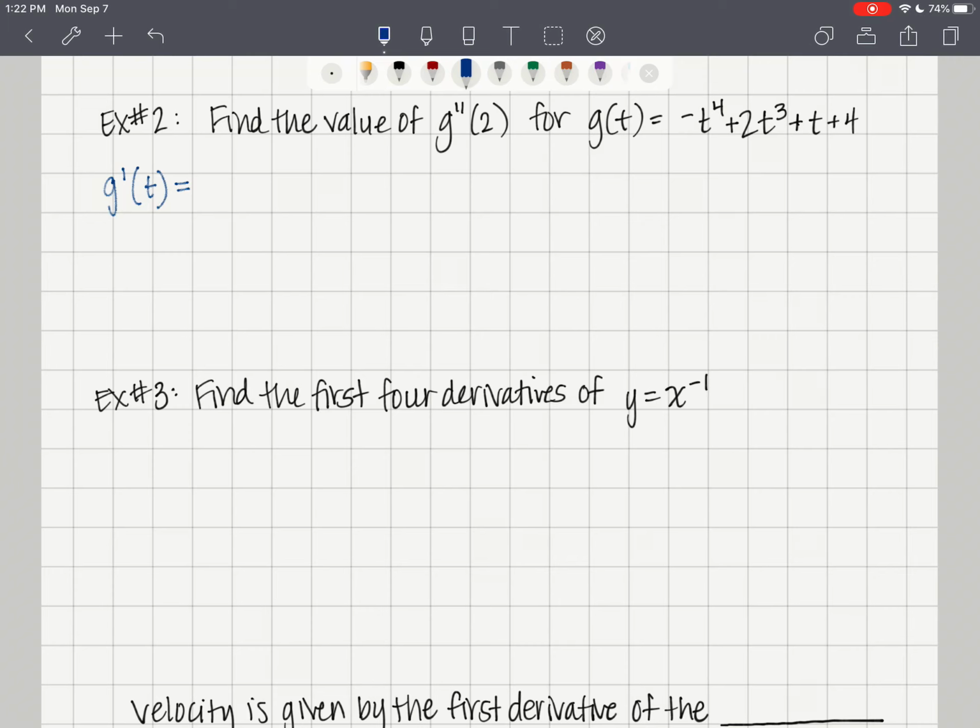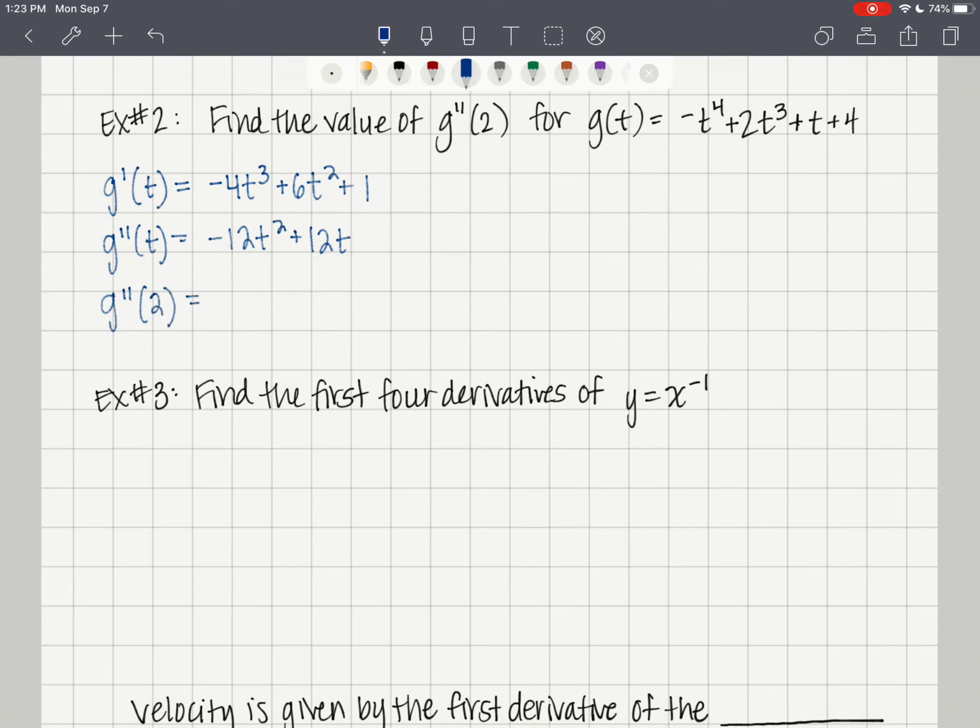Okay, we're going to find our derivative of g of t, our first derivative. So we're going to have negative 4t cubed plus 6t squared plus 1. Then we have to find our second derivative. Our second derivative is going to be negative 12t squared plus 12t, and then plus 0, so we're not going to write that. And then we get to find g double prime of 2.